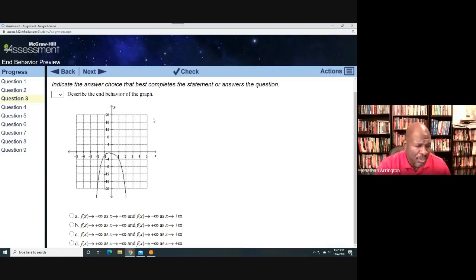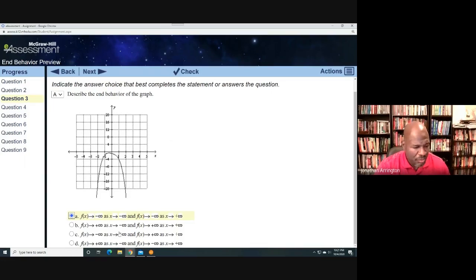You look at the graph. So this is one where we're giving you the graph. And I think it's clear that the left and the right ends are going to negative infinity. So I need both of my f of x's to be going to negative infinity. That's what I need to see. And so that would be this answer choice. If you look very closely, f of x is going to negative infinity as x goes to negative infinity. That's the left. f of x is going to negative infinity as x goes to positive infinity. That's the right. So pretty easy to discern.